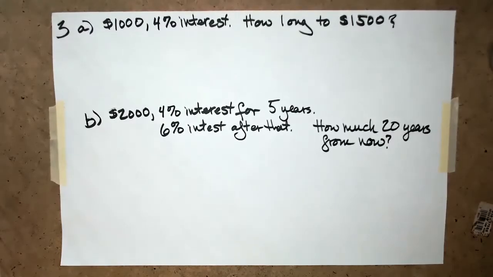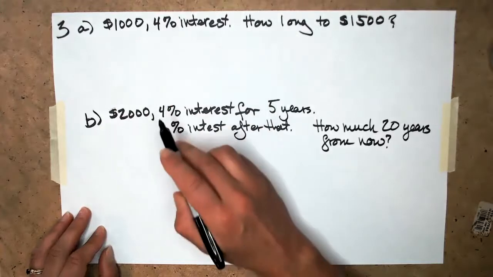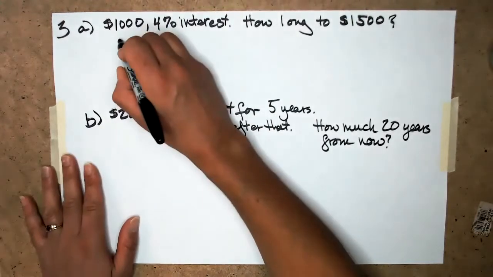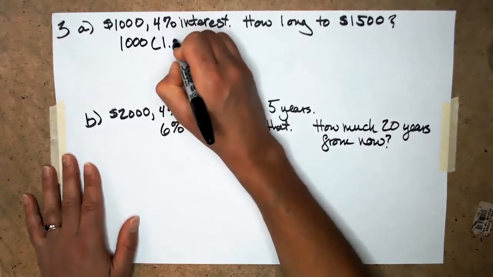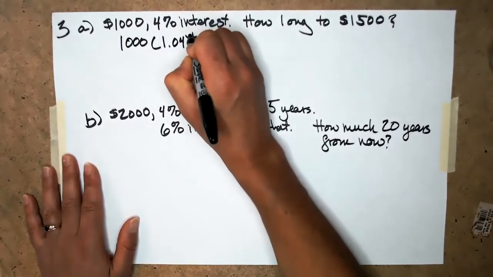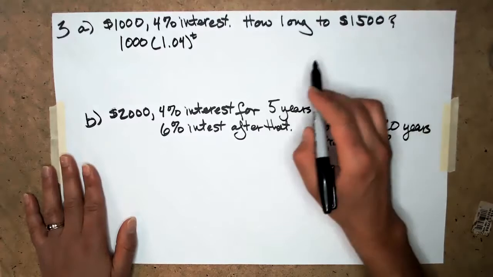Now let's look at problem 3. So this is looking at all sorts of different things involving calculations of exponential growth. So for 3A, we have a bank account that starts out $1,000 and gets 4% interest. So I'm going to write the equation right away. That's 1,000 times 1 plus the rate of change, 1.04 to the t, and it asks how long to $1,500.